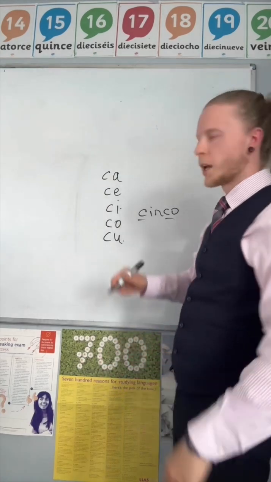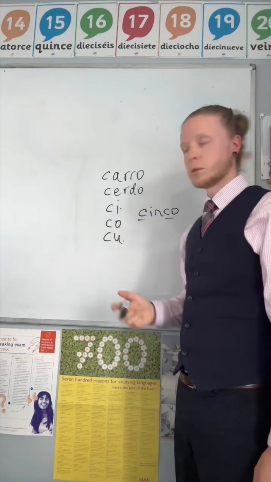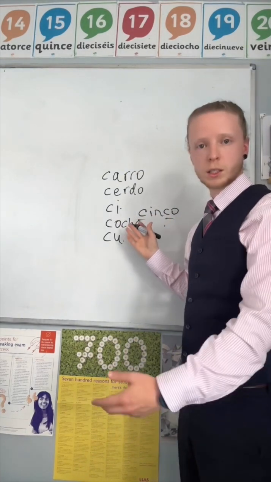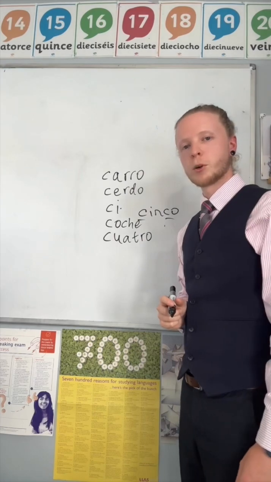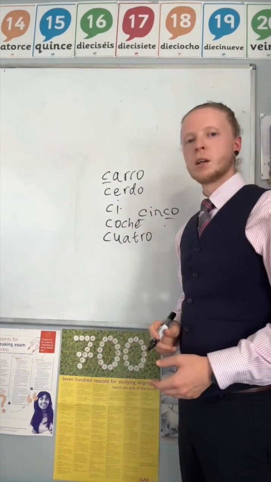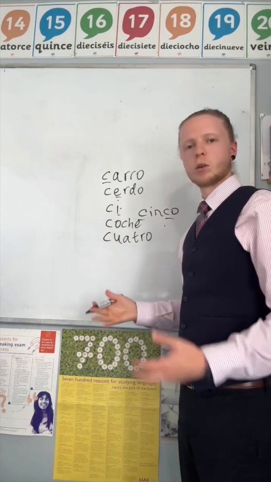So we've got words like carro, a car in most of Latin America, cerdo, a pig, cinco, the number 5, coche, a car in Spain, cuatro, the number 4. So just like we did with the G, what happens if I want to have the hard C followed by A or E? How do I get that sound? Ka, ke, ki, ko, ku. How would I do that?